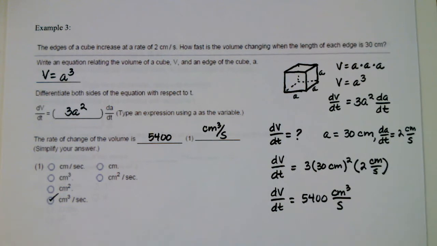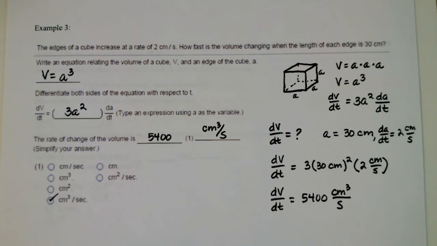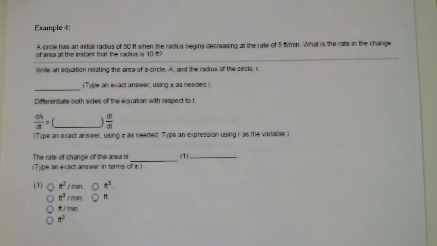Okay. All right, now example 4 on the next page. A circle has an initial radius of 50 feet. When the radius begins decreasing at a rate of 5 feet per minute, what is the rate in the change of area at the instant that the radius is 10 feet?